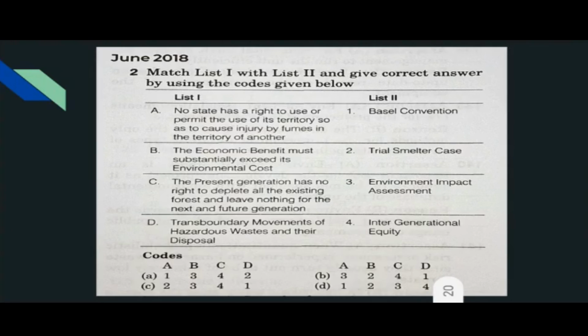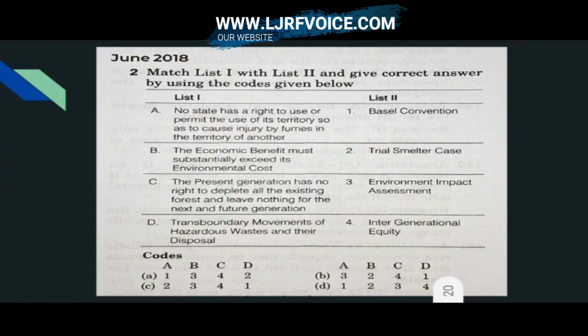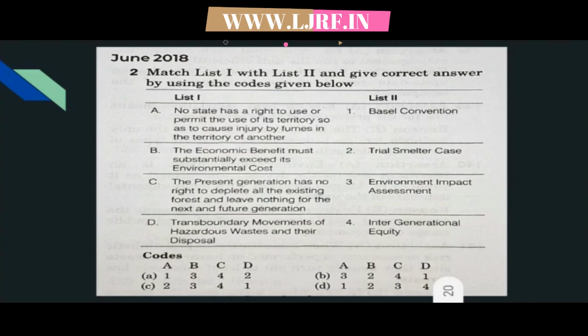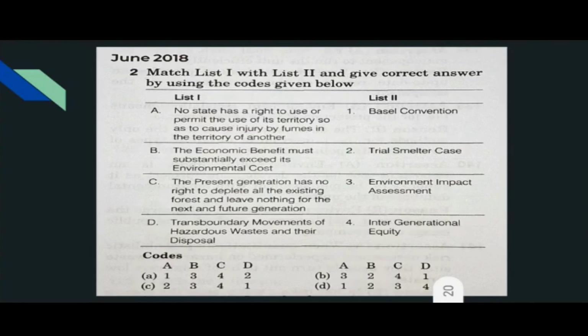So, I have mentioned about Basel Convention. India is a signatory to the Basel Convention, and it deals with the transboundary movement of hazardous waste and its disposal. So, D matches with 1. That particular combination can be seen in two options, that is B and C. So, either the right answer will be option B or option C. Now we can look at other options.